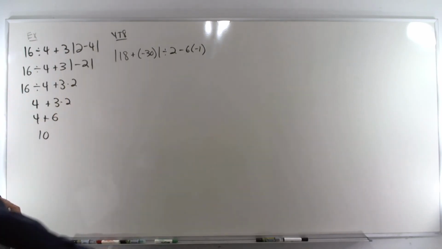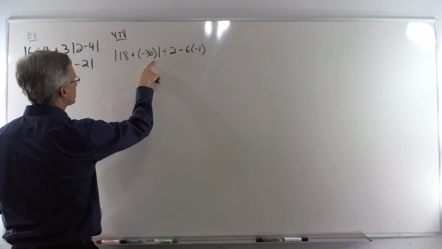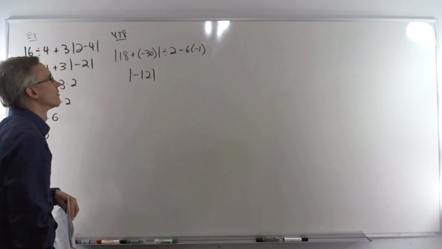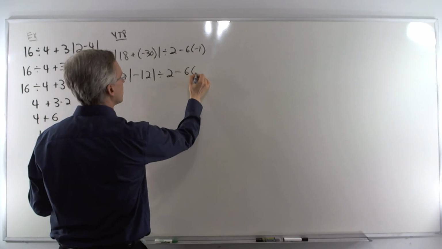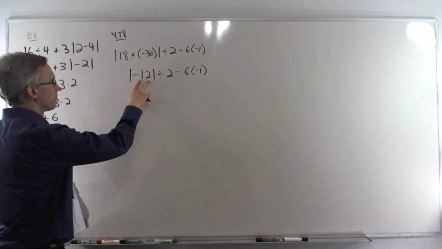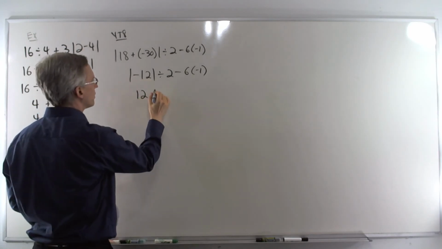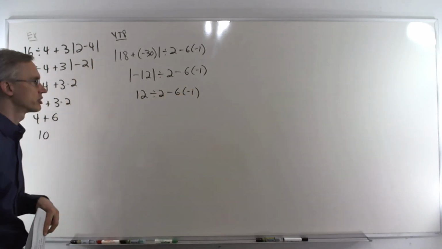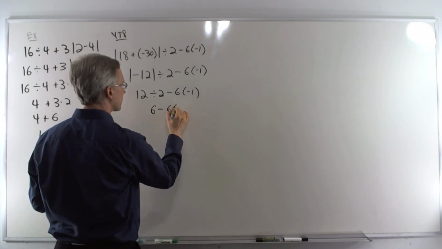So start within the grouping symbol. 18 plus negative 30. It's like subtracting, so 18 minus 30, that's negative 12. So absolute value of negative 12. Divided by 2. Everything else stays exactly the same. Okay, now we'll complete the absolute value. Turn that into positive 12. Now multiplication division, working left to right. 12 divided by 2 is 6. We got 6 minus 6 times negative 1.